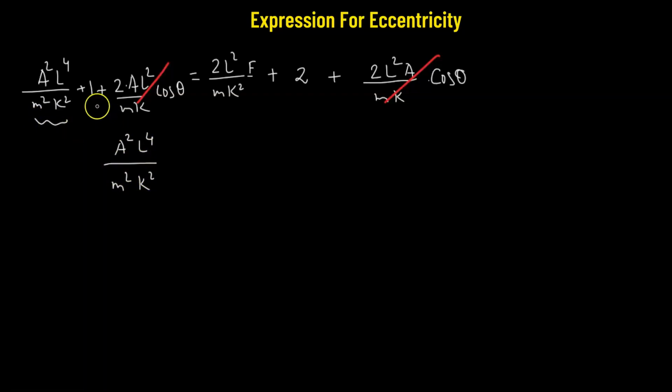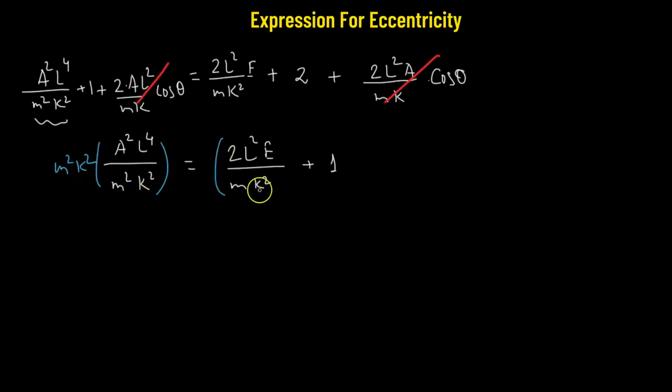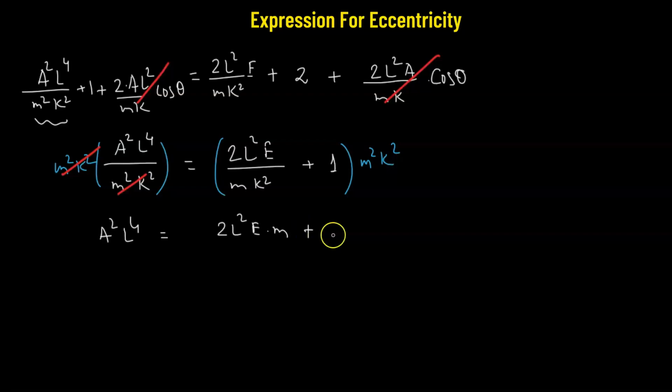Let's keep this on the left hand side. We'll take this one to the right hand side. So we have 2L squared E divided by mk squared plus 1. Then we're going to multiply throughout with m squared k squared. So multiplying throughout with m squared k squared, we'll see that this term and this term get cancelled. So on the left hand side we have a squared L raised to the power of 4 equals, so here m squared over m, that means 2L squared E times m plus m squared k squared.